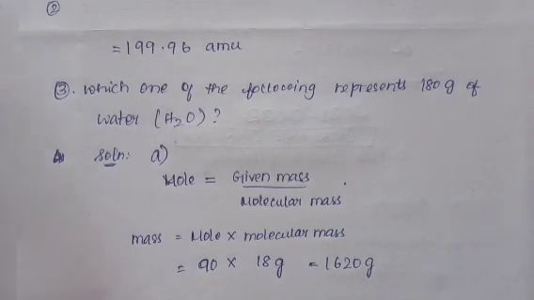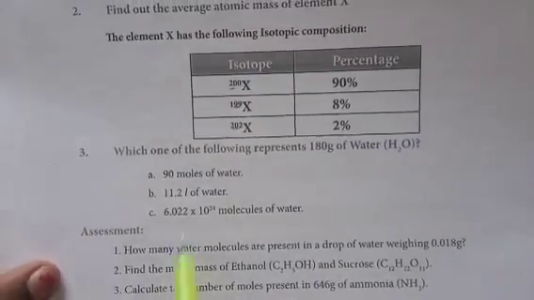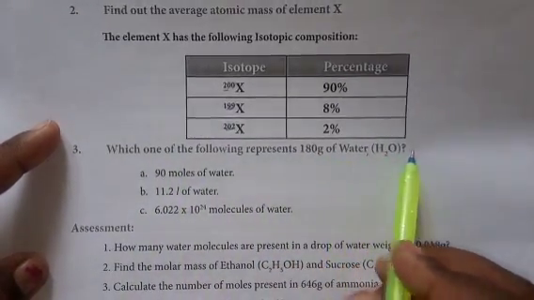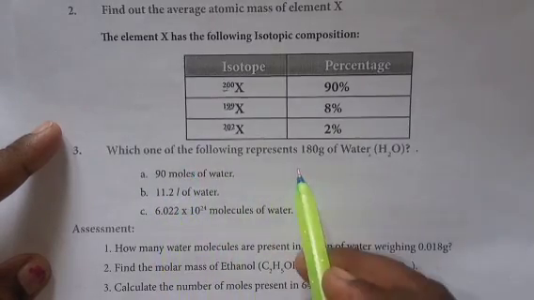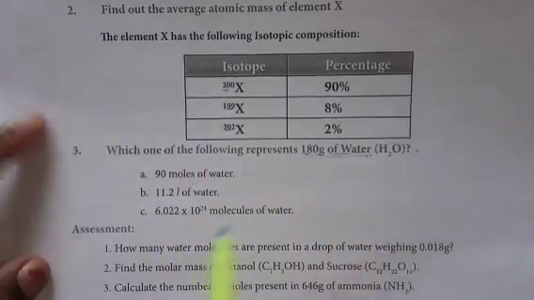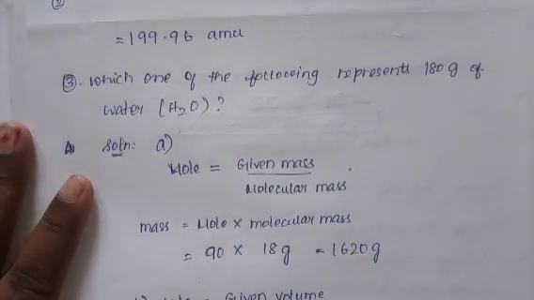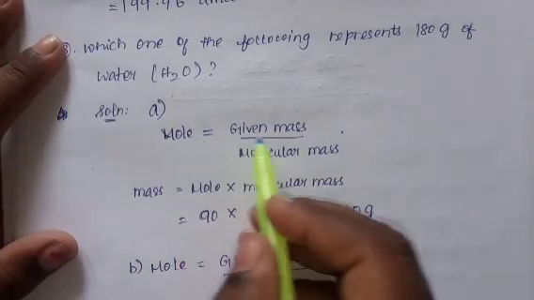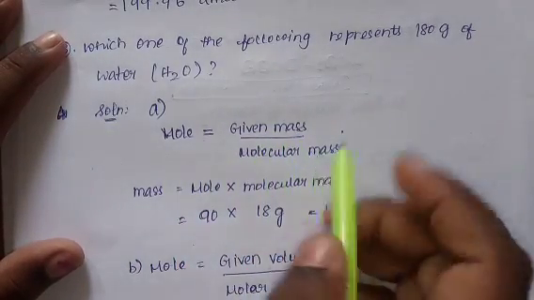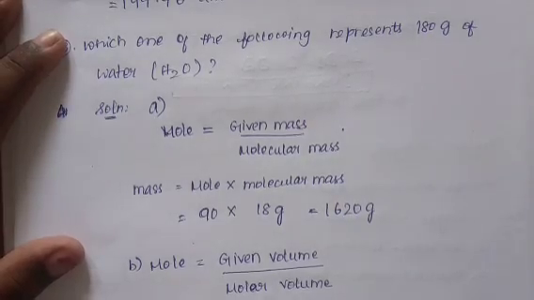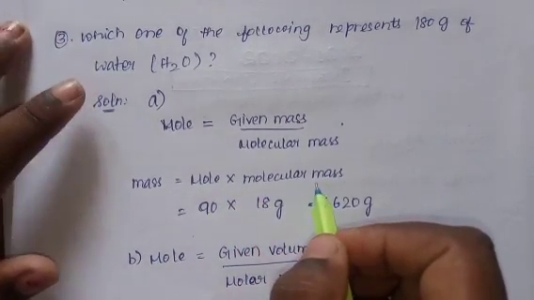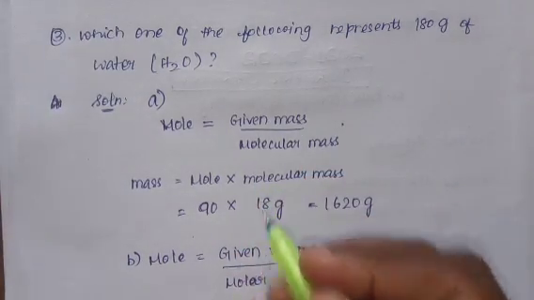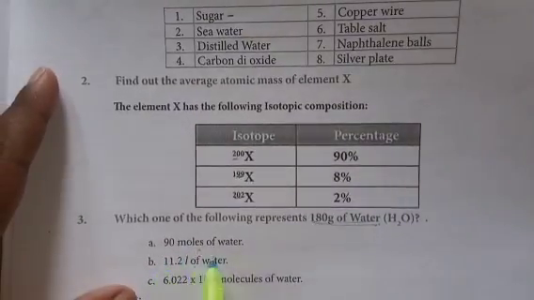Now the third question. Which one of the following represents 180 gram of water, H2O? They are asking which of the following represents 180 gram of water. First one, A. Mole is equal to given mass by molecular mass. So to find the mass, it is mole into molecular mass. The first option they have asked is 90 moles of water.